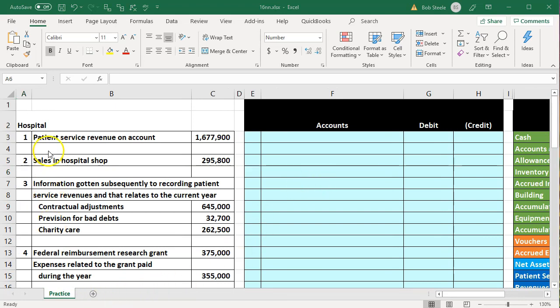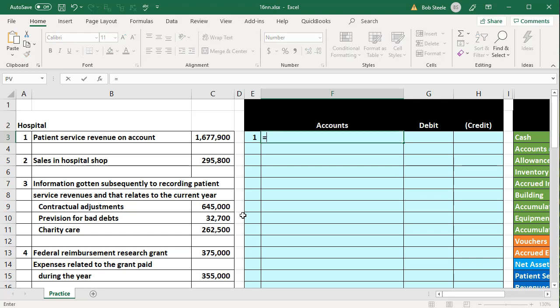Number 1 says the patient service revenue on account is $1,677,900. That's going to be number 1. We are in essence going to be recording the revenue on account kind of activity. This would be similar to what we would do in a for-profit type of organization if we were to invoice a client. The debit's going to go to accounts receivable. The credit's going to go to some type of revenue account.